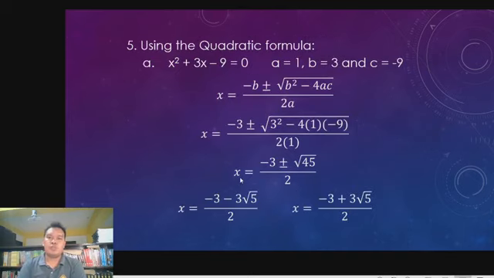Okay, using the quadratic formula, we have x squared plus 3x minus 9 is equal to 0, where a is equivalent to 1, b is equivalent to 3, and c is equivalent to negative 9. So, we have the formula x is equivalent to negative b plus or minus the square root of b squared minus 4ac over 2a. Then, substitute mo lang the values of a, b, and c dito. So, lalabas we have x is equivalent to negative 3 plus or minus the square root of 45 over 2. Then, the square root of 45 is equivalent to 3 square root of 5. So, lalabas we have x is equivalent to negative 3 minus 3 square root of 5 over 2, or x is equivalent to negative 3 plus 3 square root of 5 over 2.